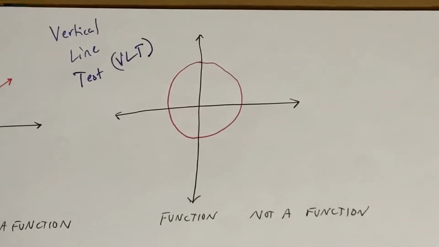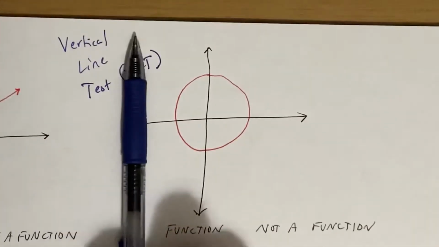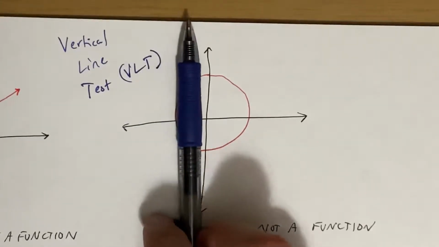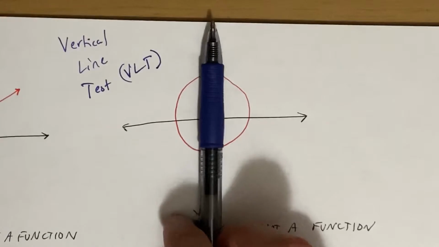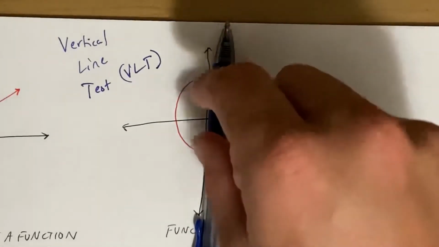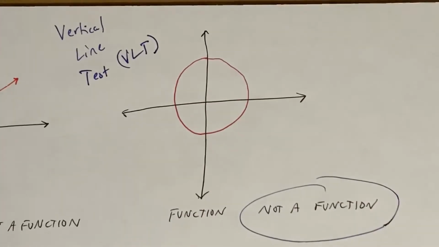Okay, let's look at the next one. Now we have a circle as our graph. Well, if we take our vertical line and we run it across our graph, there are a lot of points where we have a point on top and a point on bottom, and they're right on top of each other. So this one does not pass the vertical line test, so it's not a function.